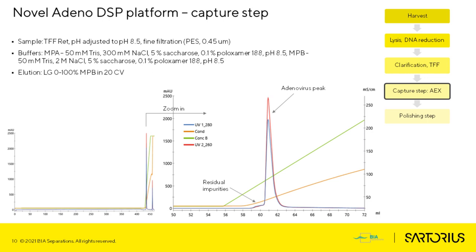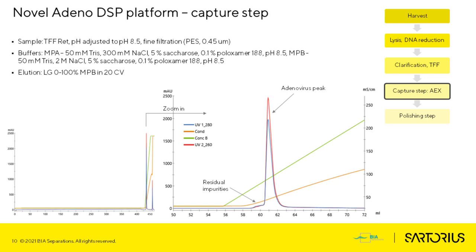The capture step using the CIMmultus QA column was performed on an ÄKTA Pure system, and firstly the pH of the TFF retentate was adjusted, followed by another fine filtration. The filtration step before loading seems unnecessary, but it's extremely important in order to remove all the aggregates formed during TFF. The sample was then loaded on the column and eluted in a linear gradient.